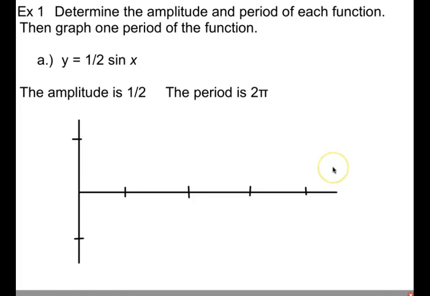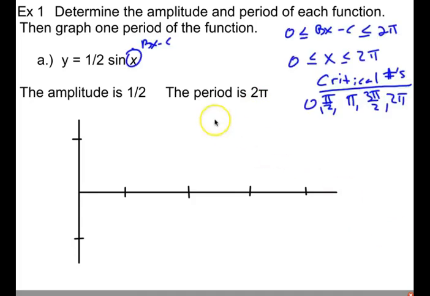So let's graph one. I want to determine the amplitude and the period of each function, and then I want to graph one period of the function. So if I have y is equal to 1/2 sine of x, then my amplitude is 1/2, and my period is 2 pi because the number in front of the x is actually 1.